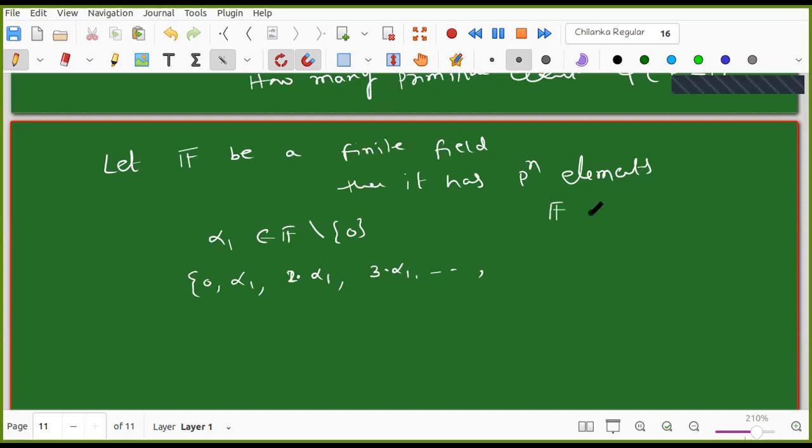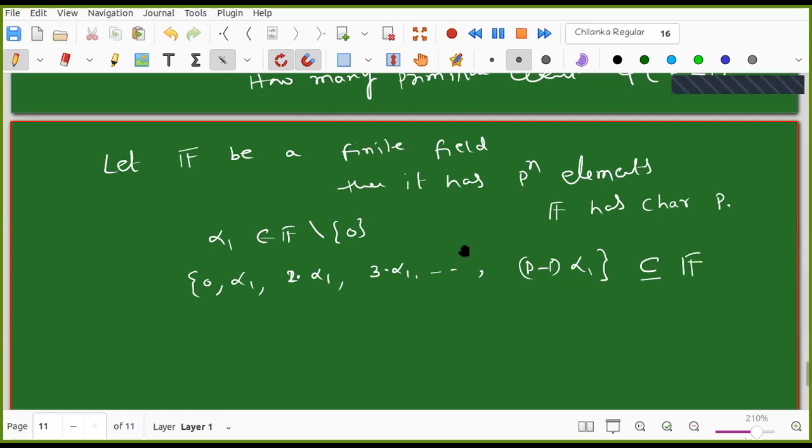So F has characteristic P, right? So after some time it is (P minus 1) times alpha 1. Afterwards it becomes 0, right? So this is a subset of what now? At least can you say this? It is a subset of F, right?